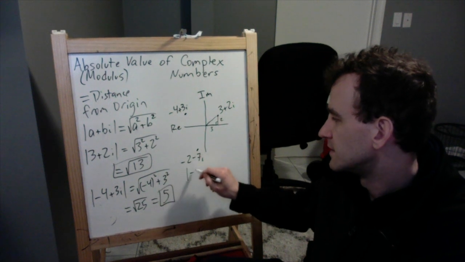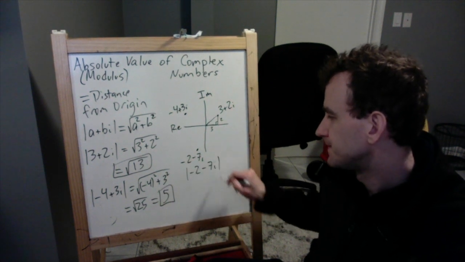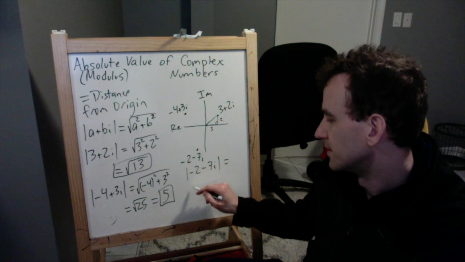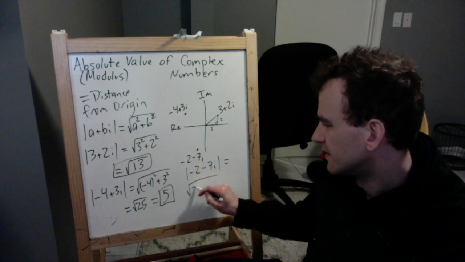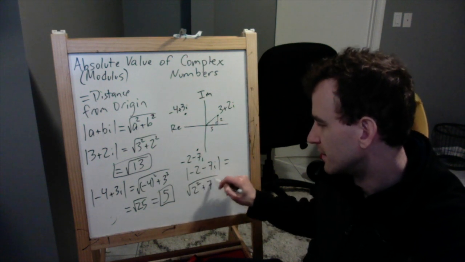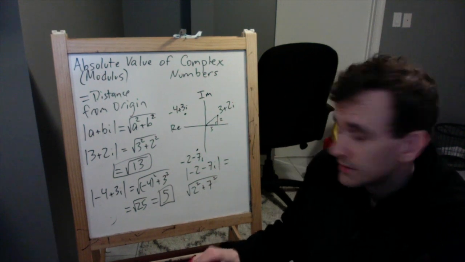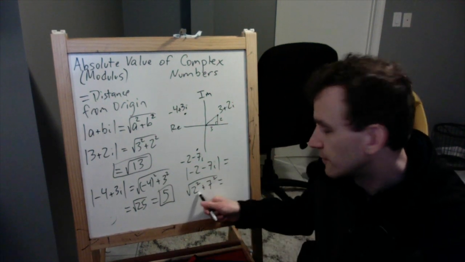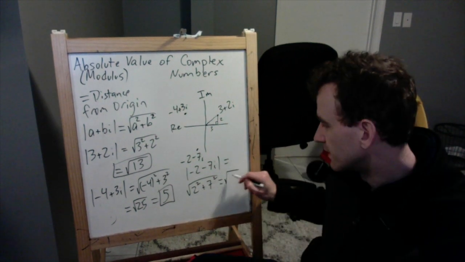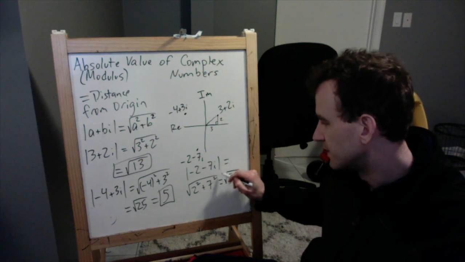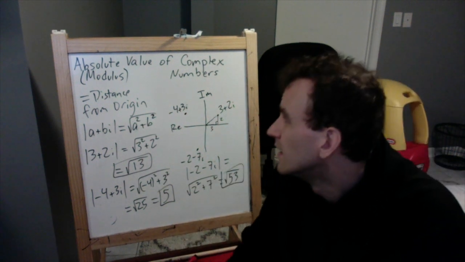Or if we have negative 2 minus 7i, that's just going to be negative 2 squared. The signs don't matter because they're going to cancel out when you're getting squared. 2 squared plus 7 squared, which is 4 plus 49. That's radical 53, which again cannot be simplified.